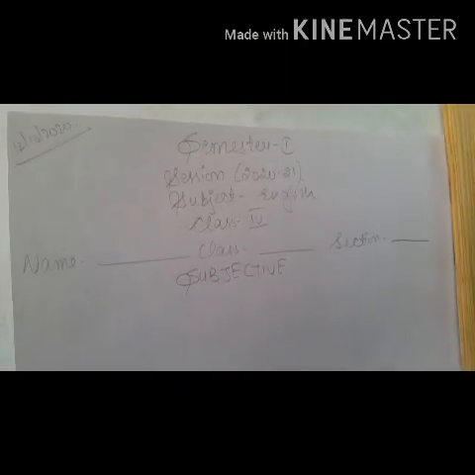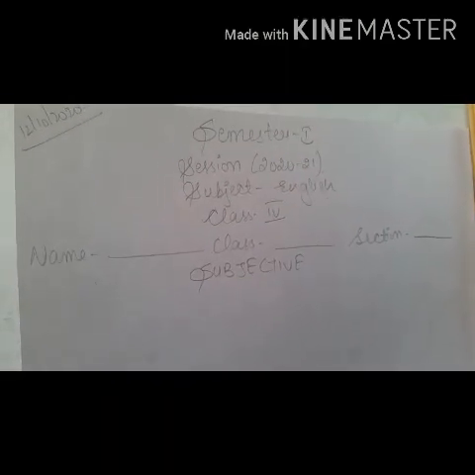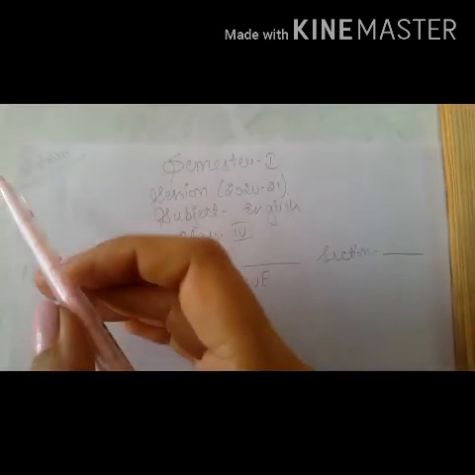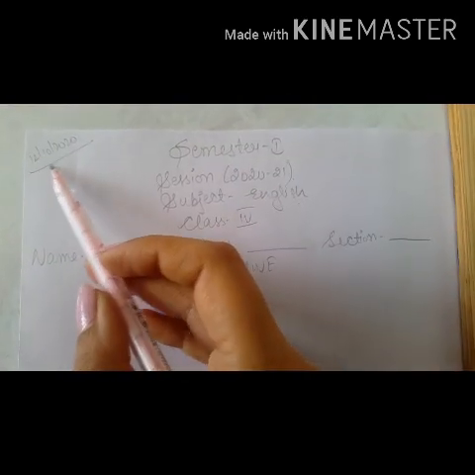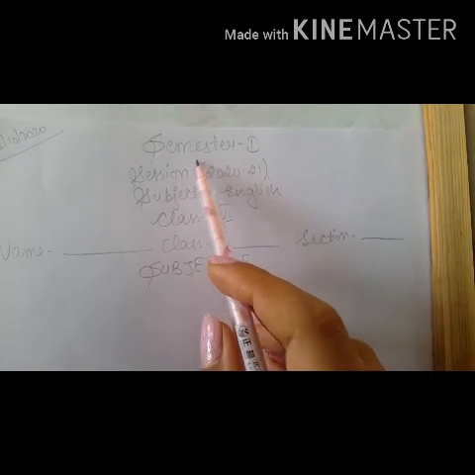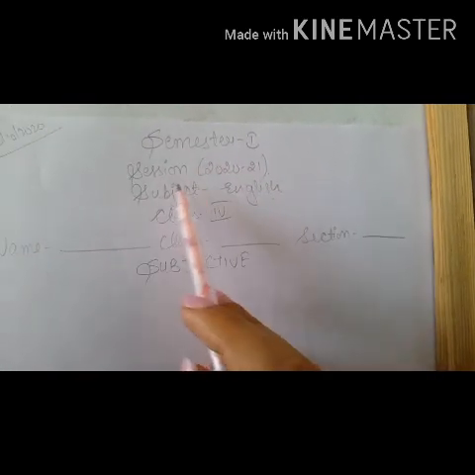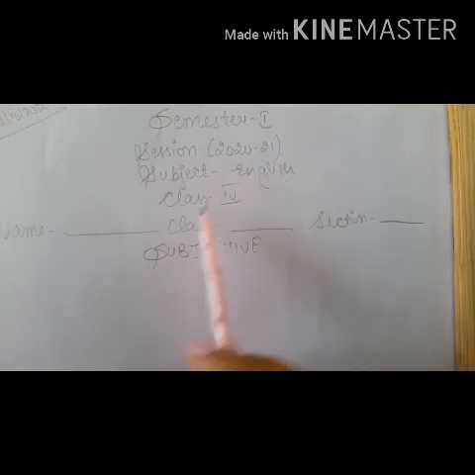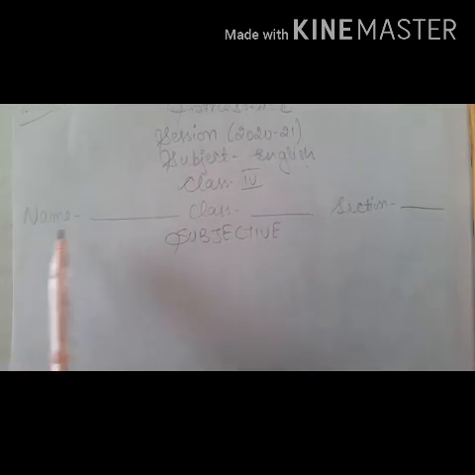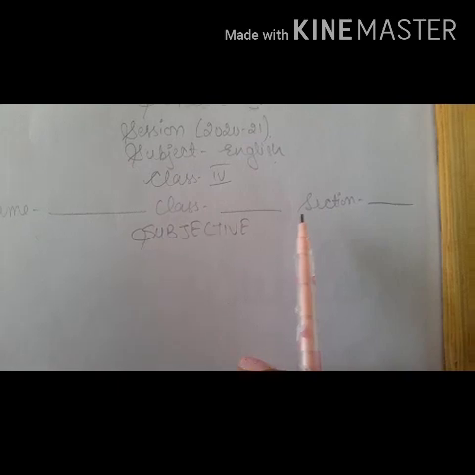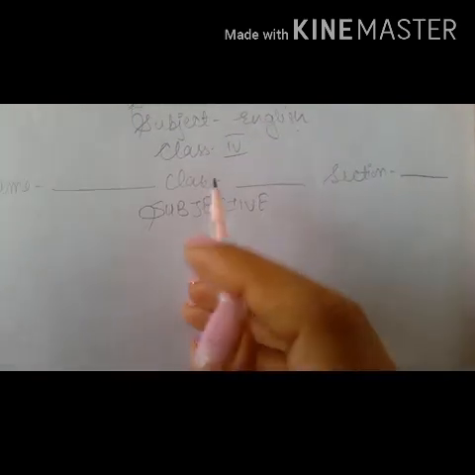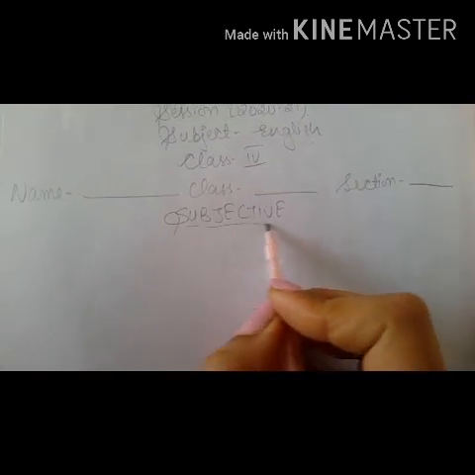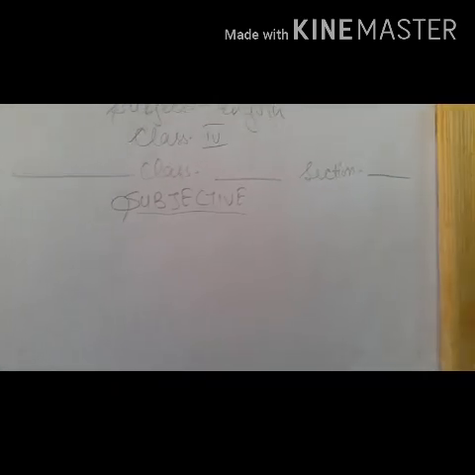Then take another sheet and in it also you have to write the date, that is the date of your exam. Again you will write the heading semester 1, session 2020 to 21, subject English, class 4. Here you will mention the name, class, section, and here you will write subjective and underline it.